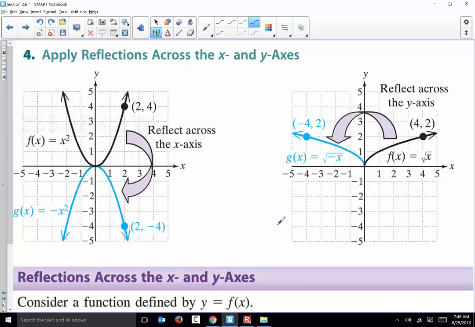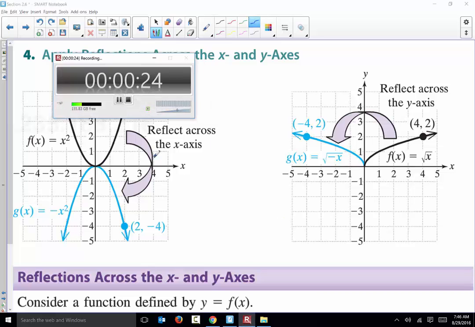All right. Something wrong with cameras again.